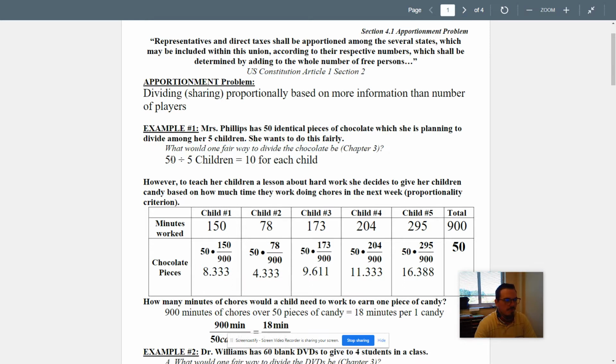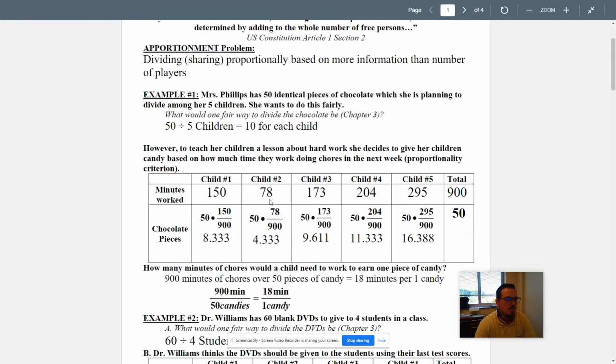Well, there's 5 children, 50 pieces. 50 divided by 5 is going to give you 10 for each child. That should make sense. However, this is where you guys get caught up, so don't let it mess you up too much. She's going to teach her children a lesson about hard work, and she decides to give her children candy based on how much time they work during chores in the next week.